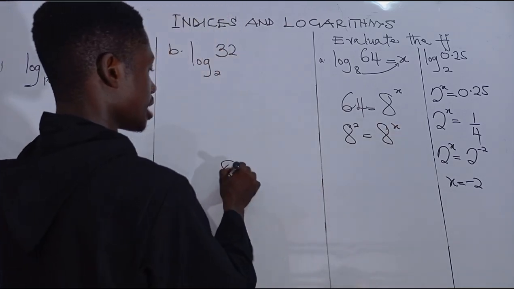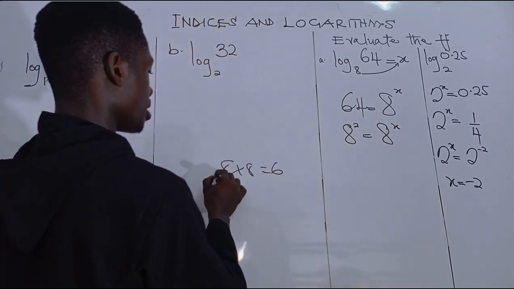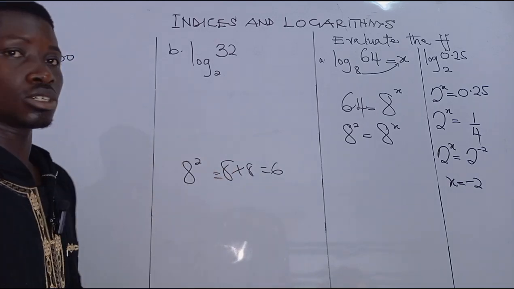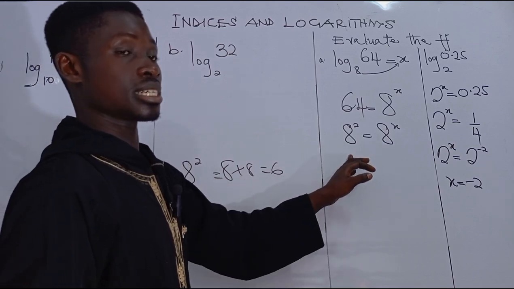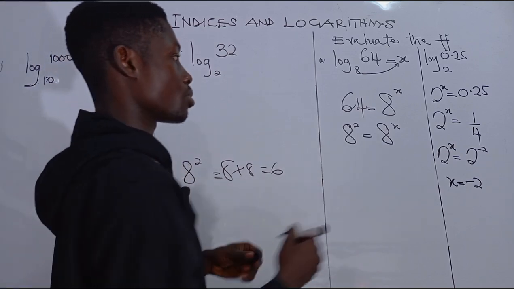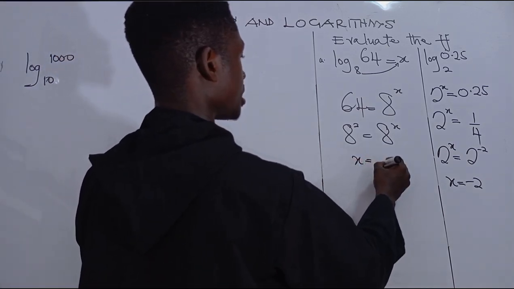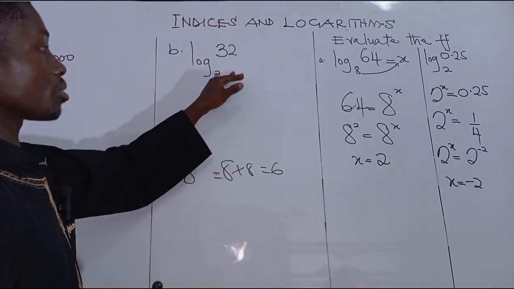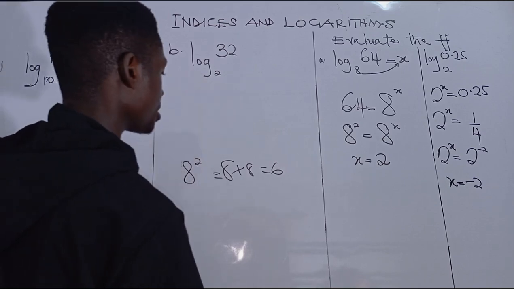Because 8 times 8 will give us what? 64. And this can be written in this form as 8 raised to the power 2. Now once the bases are the same, we can equate their exponents. So we have x is equal to 2, as easy as A, B, C, D. You can pause the video, you try your hands on this.